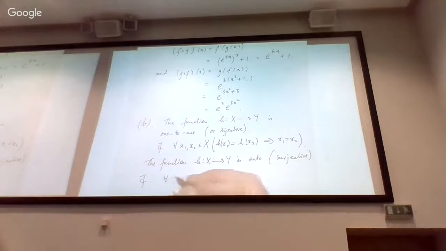The way of saying that would be: for every element y in Y, there exists at least one x in the domain such that h of x equals y. That's not necessarily true for every function. When you say a function h goes from the domain X to the codomain Y, you're not saying that every element of Y occurs as a value of the function. But when that does happen, that's what we call onto, surjective.